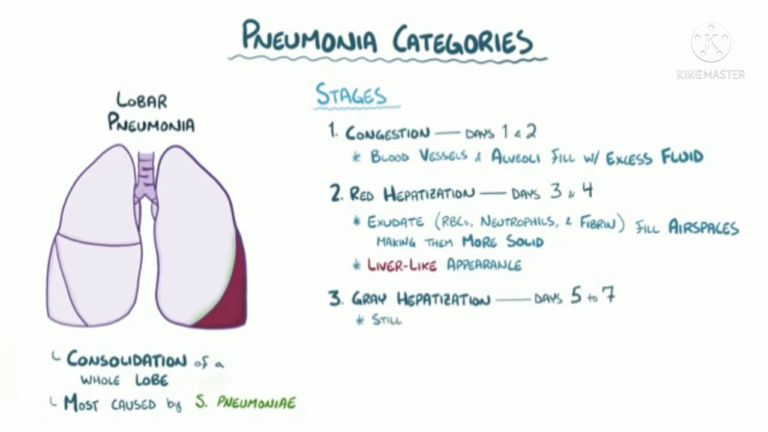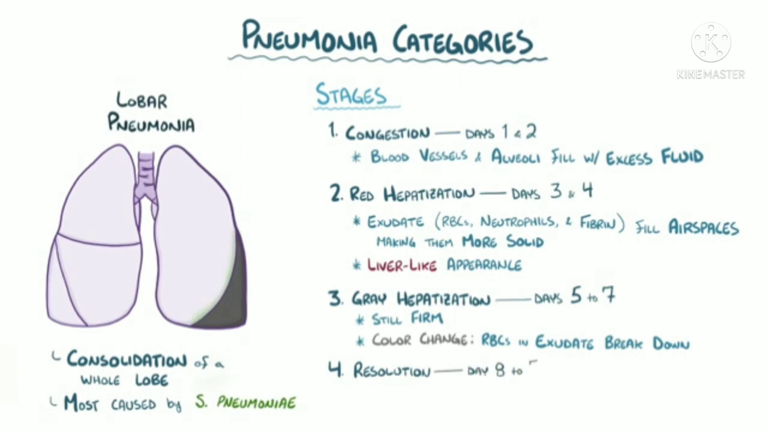The third stage is gray hepatization, which happens around days 5 to 7. In this stage, the lungs are still firm, but the colors change because the red blood cells in the exudate are starting to break down. The last stage is called resolution, and this happens around day 8 and can continue for 3 weeks. In this stage, the exudate gets digested by enzymes, ingested by macrophages, or coughed up.